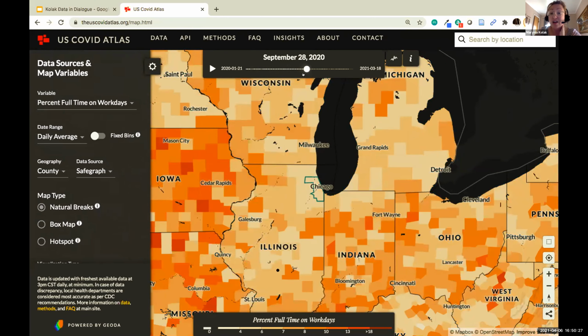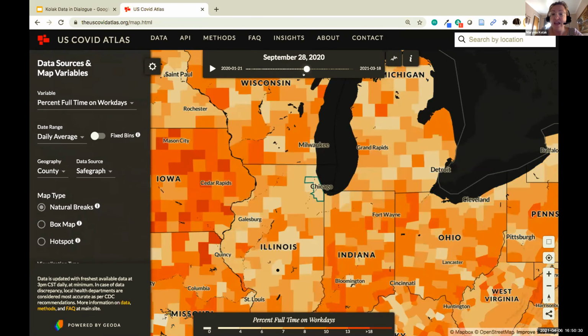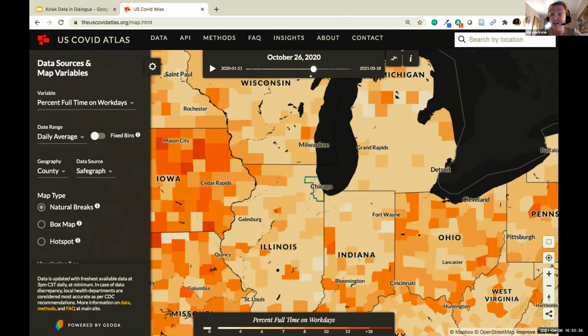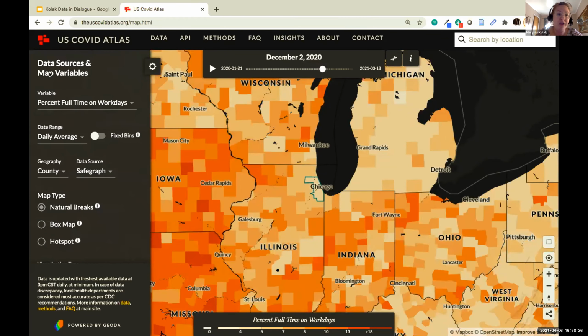So even though the Chicago area specifically is holding down the fort, so to speak, all the areas around us are not necessarily. So that's going to really impact the results.